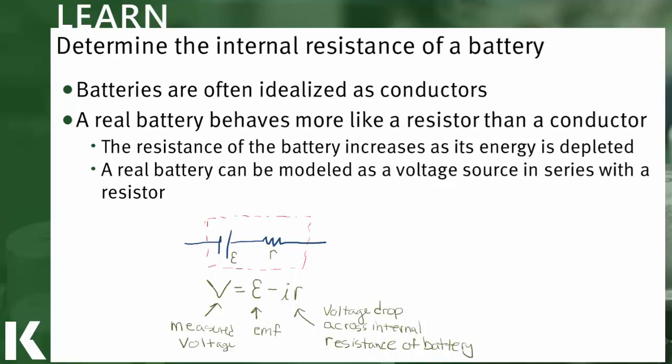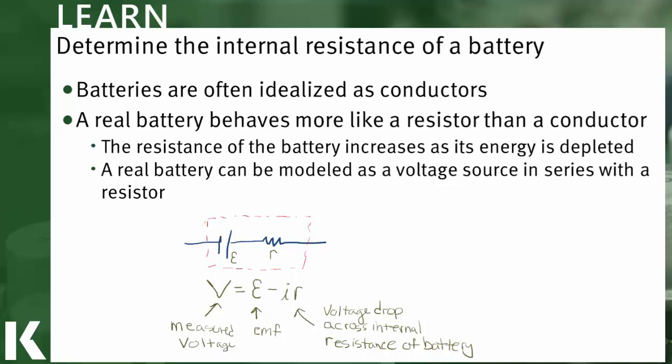As a real battery's energy is depleted, that resistance R grows and results in a reduced voltage measured across the battery terminals. And at some point, that voltage gets low enough that the battery is then considered dead. This is why some flashlights will dim before they completely go out. As that battery's internal resistance grows, its terminal or measured voltage starts to shrink and it can no longer drive as much current through the flashlight bulb.